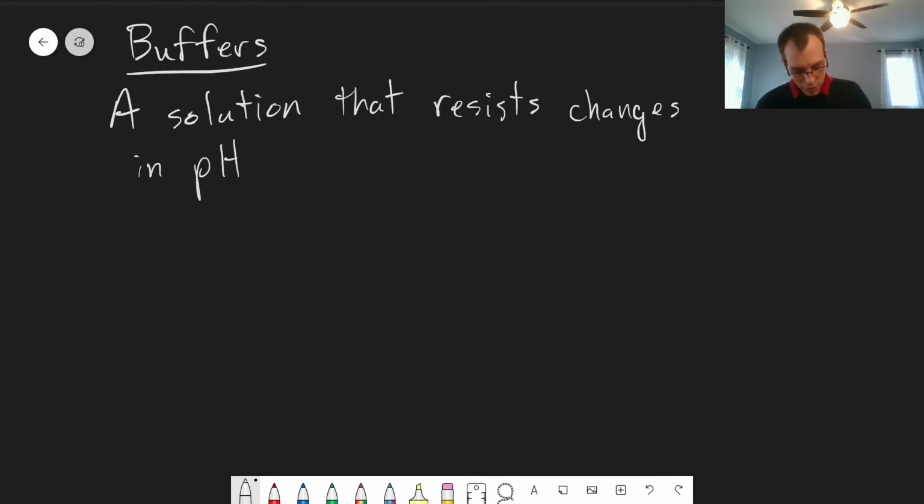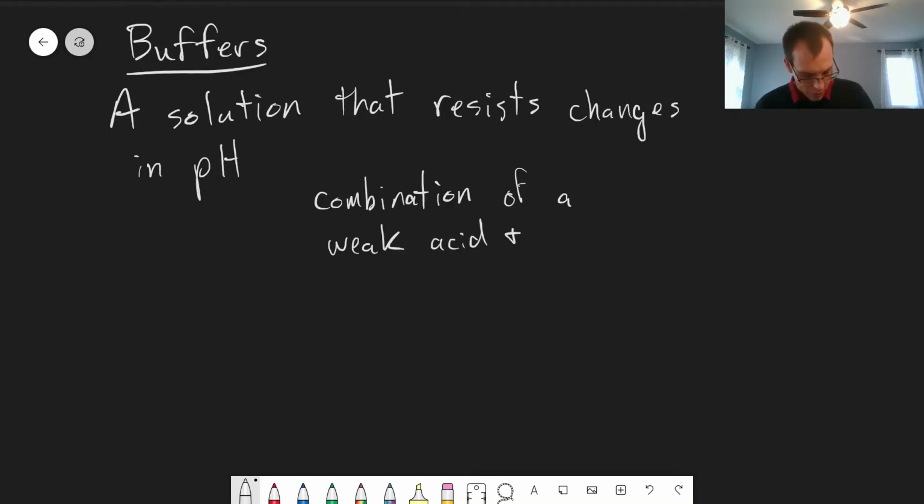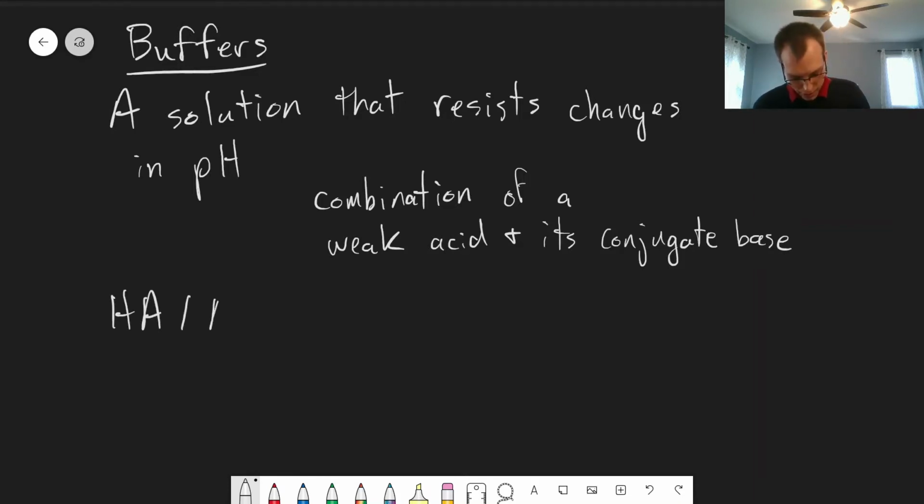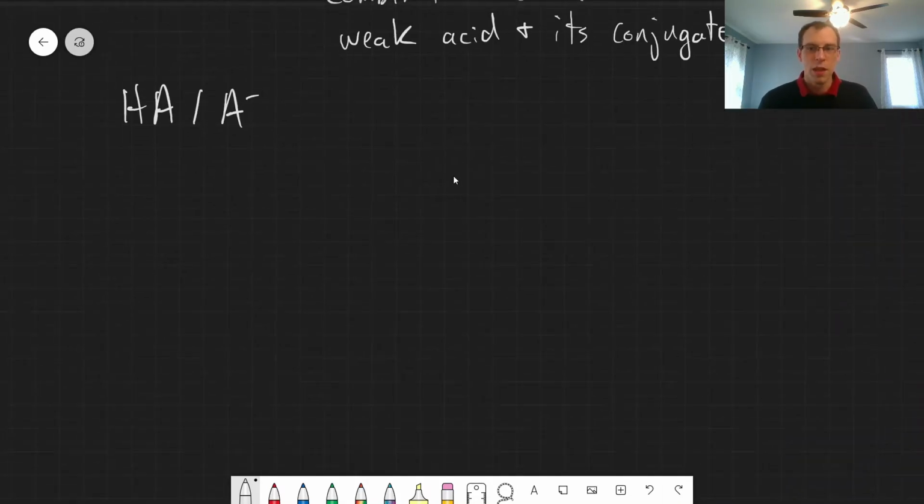And so here we're thinking about a buffer as a combination of a weak acid, or we can think of this as a weak base, and its conjugate base. So when we mix them together, we essentially get whatever we mix together. There's essentially no reaction that happens. If we think about a combination of HA and A-, we're going to keep this generic to start with, and we'll look at some specifics in a little bit.